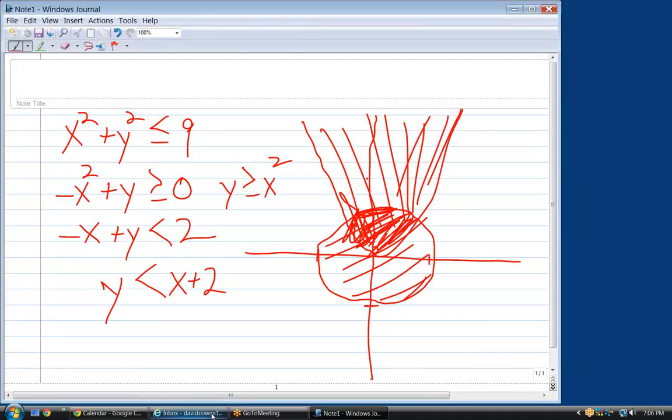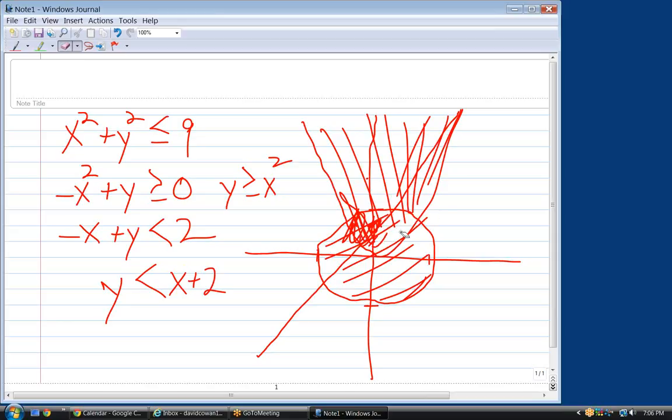So what is the third inequality an equation of? The first one was a circle, the second one was a parabola, what's the third one? A linear equation. So if I graph it, it has a slope of 1 and a y-intercept of 2, goes through that point. And since y has to be less, look to the y-axis, we've got to be below that line.